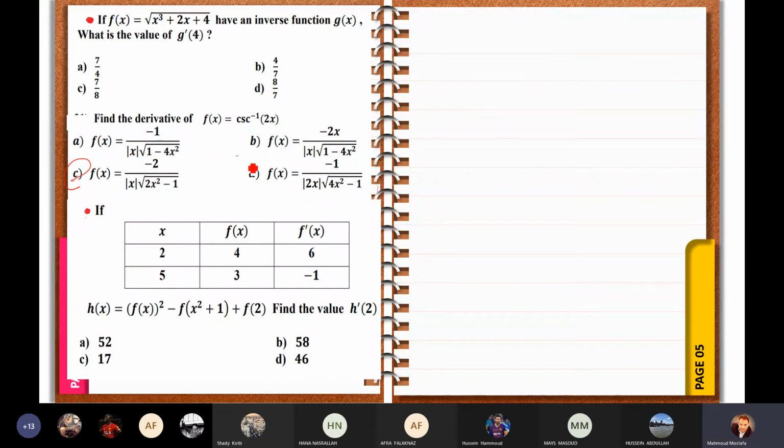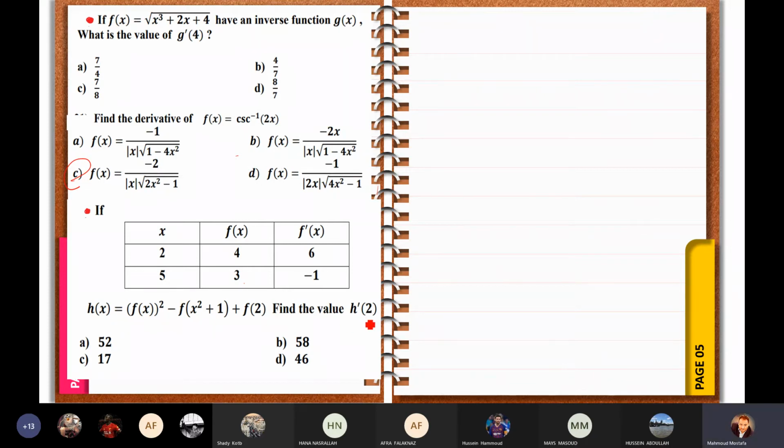We have a table with x, f of x, and f prime of x. At x equal 2, f of x is 4 and f prime of x is 6. At x equal 5, f of x is 3 and f prime of x is negative 1. And h of x is given here. Find the value of h prime at 2.